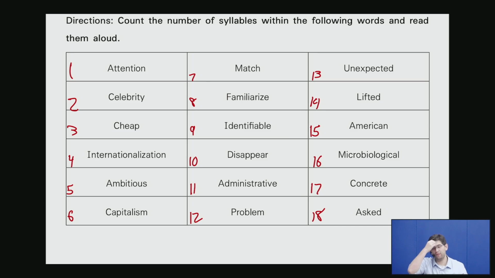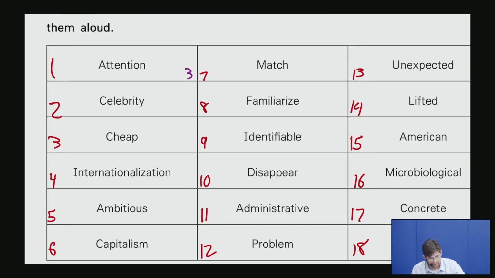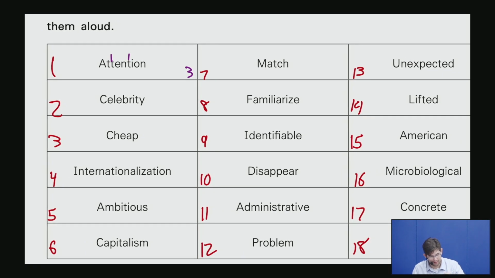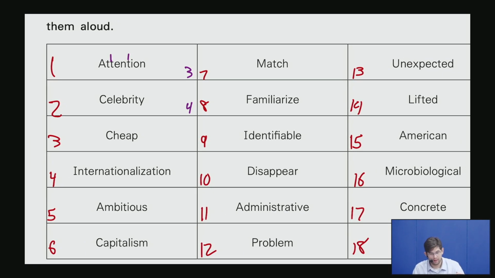Now let's review the answers and see how you did. So for number one, attention, this is a 3-syllable word, and these syllables are broken at the double T and the suffix. Number two, celebrity. Celebrity is a 4-syllable word, and it's broken at the L, the EB, and the T right there. Celebrity. Cheap is a 1-syllable word, and it's all together. And I'm going to put it in a circle to represent that.